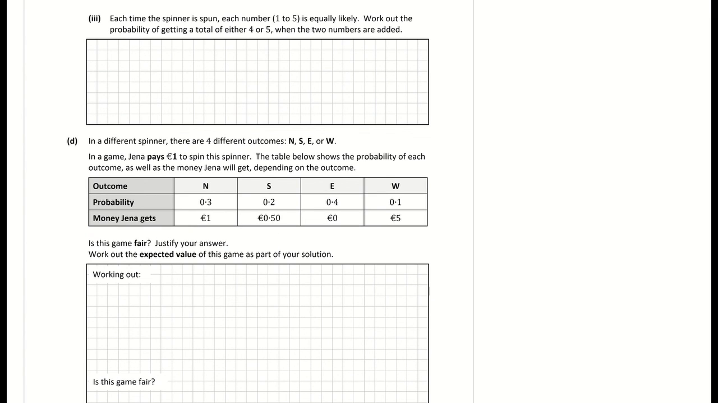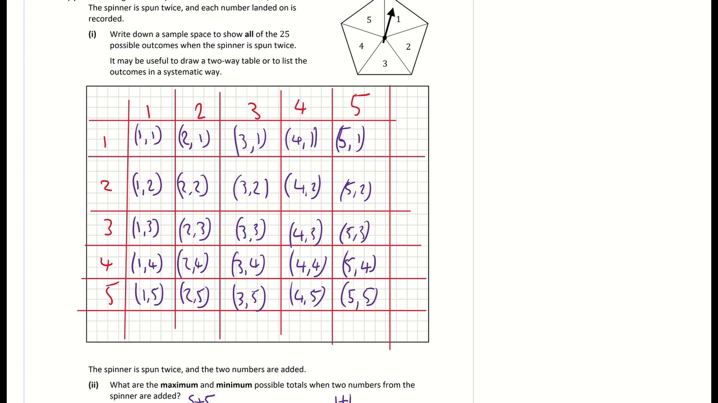Part 3, each time the spinner is spun, each number 1 to 5 is equally likely. Work out the probability of getting a total of either 4 or 5 when the two numbers are added. So let's look at the totals of 4 first of all. So we could add a 3 and a 1 to make 4, a 2 and a 2 to make 4, and a 1 and a 3 to make 4.